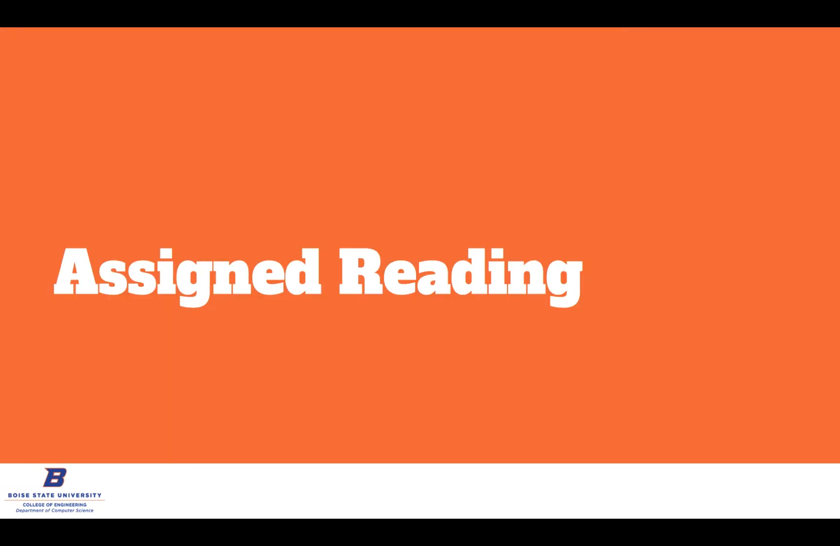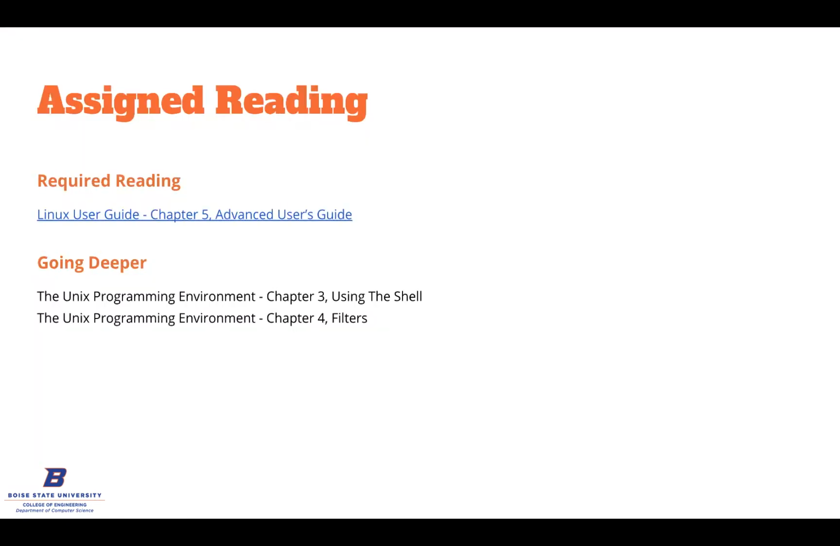For the assigned reading, you'll be reading Chapter 5 from the provided Linux User Guide. This covers a lot of content, so I recommend you just skim through it the first time and get an idea for where different content is in the chapter, and then refer to it as you're working through the module and maybe read deeper when you get to that portion of the module. If you'd like to go even deeper, you can read the Unix Programming Environment, Chapters 3 and 4. These really go into how to use the shell and more about all the filters that you're going to be learning about.